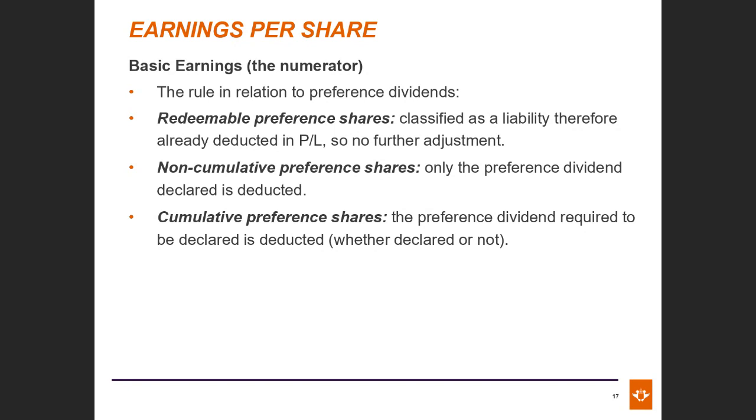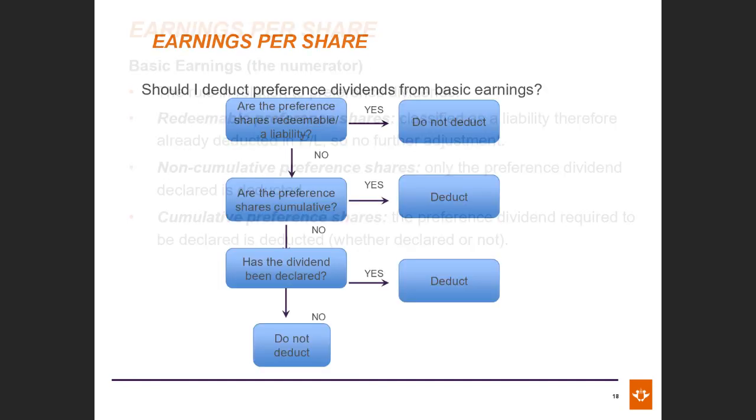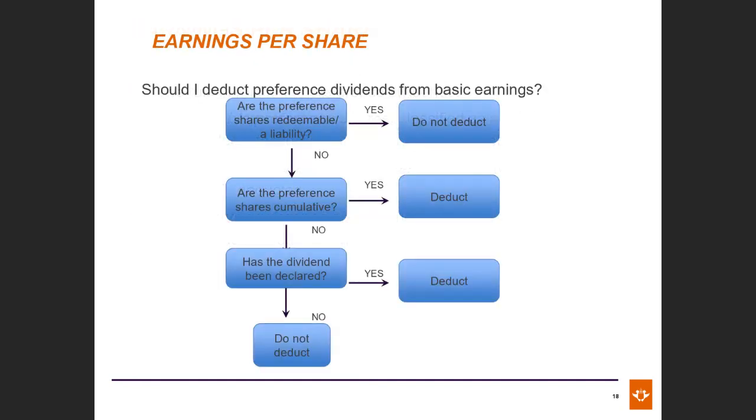So when we have cumulative preference shares, the preference dividend will be deducted whether it is declared or not, because it is cumulative, meaning it is definitely going to be paid before any ordinary shareholders can be paid. There's also on the next slide a diagram that may assist you in understanding this. So when should I deduct preference dividends from basic earnings?